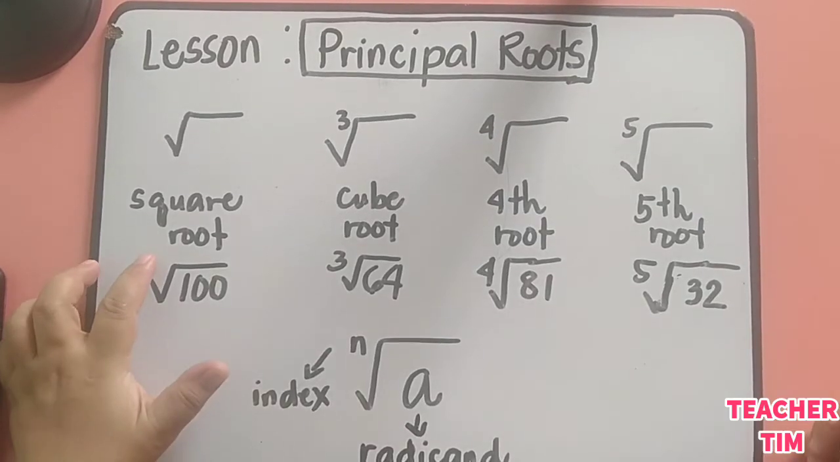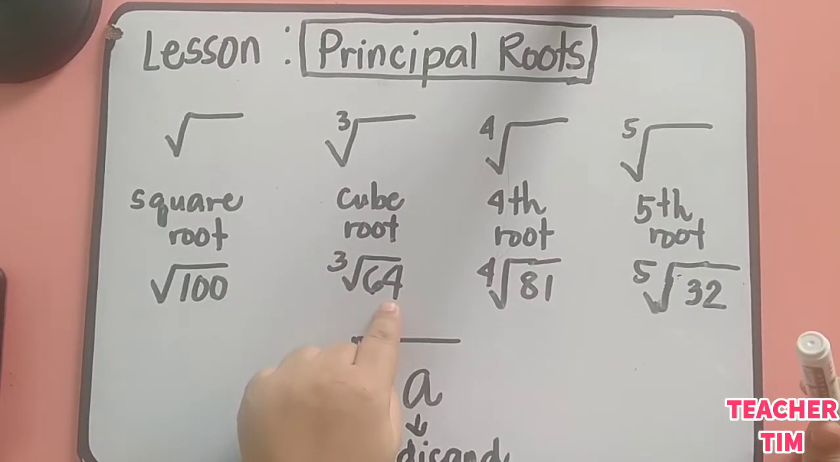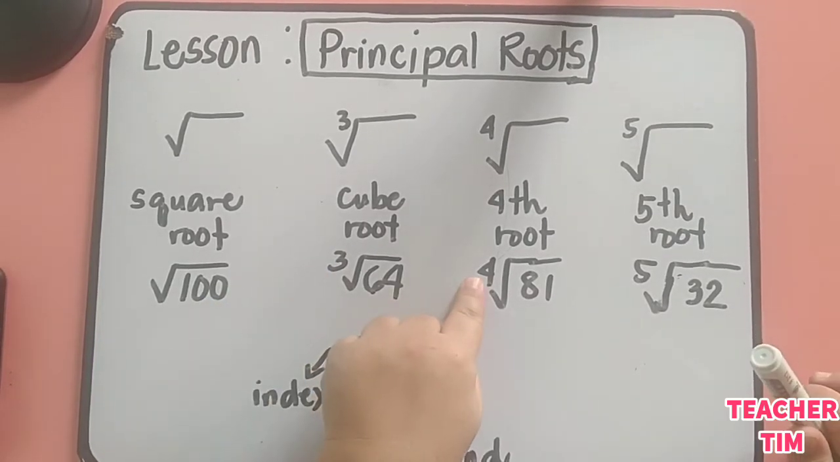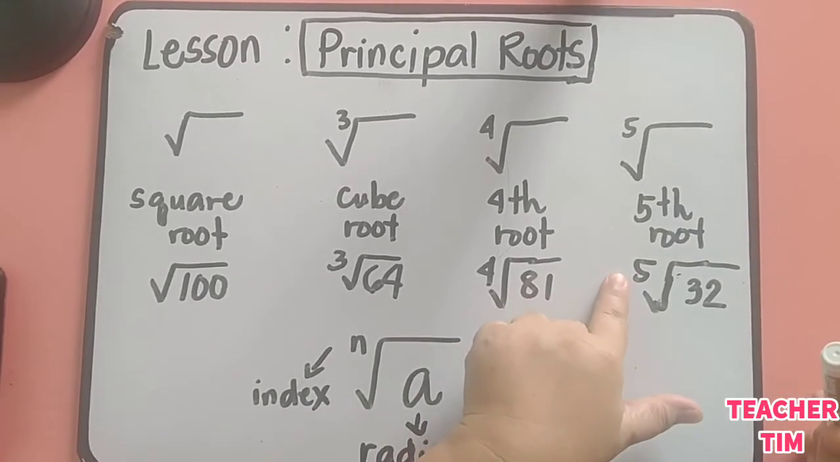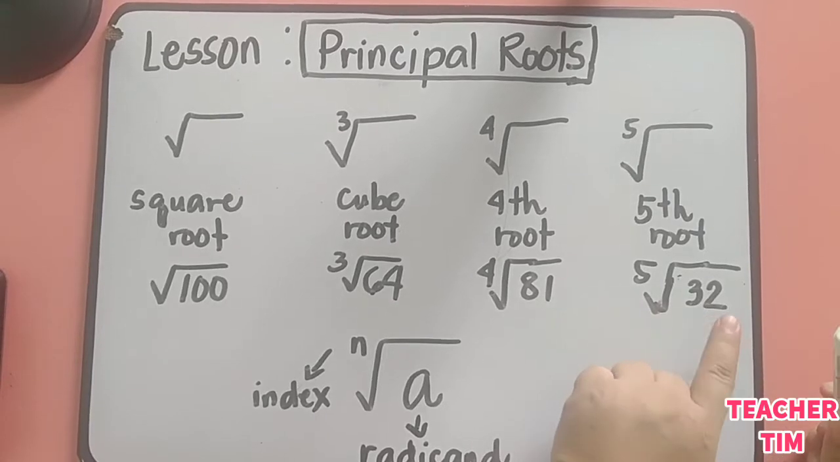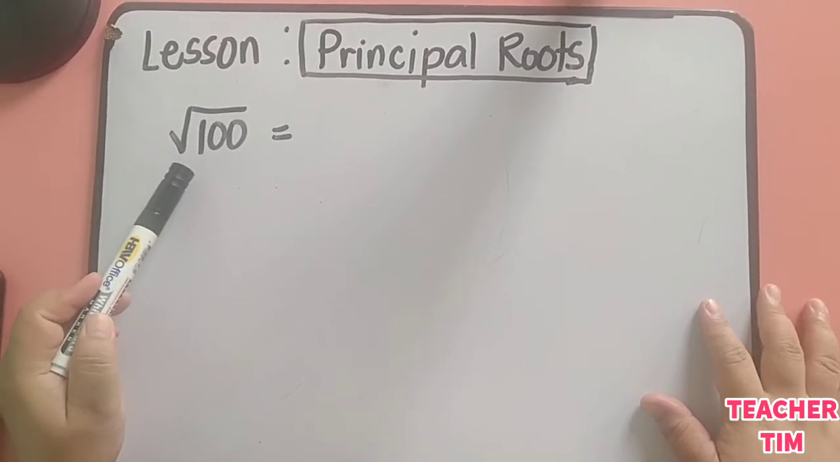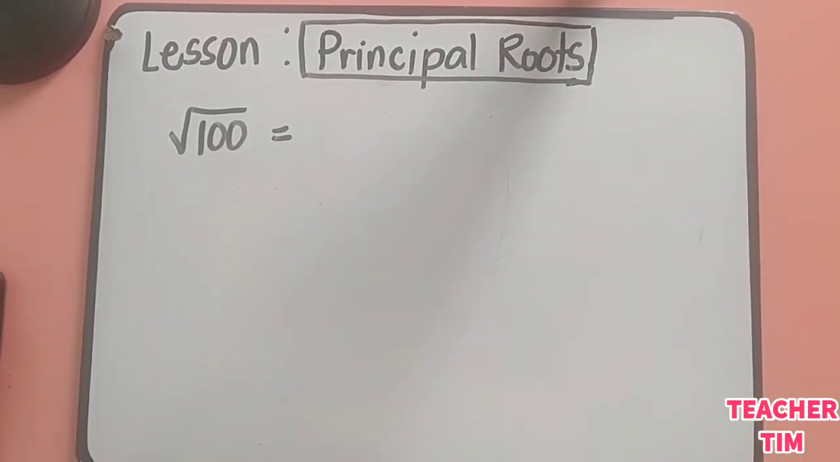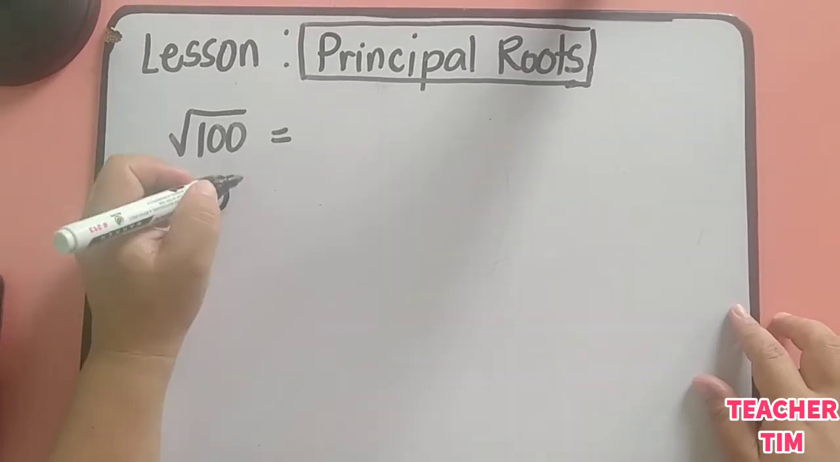In here, the index is 2 and the radicand is 100. Here, 3 is the index and the radicand is 64. Index 4, 81 is the radicand. And here, 5 is the index and 32 is the radicand. What is the principal root of 100? We will think of a number that when we multiply it to itself, the answer must be 100. So, it's 10 times 10.